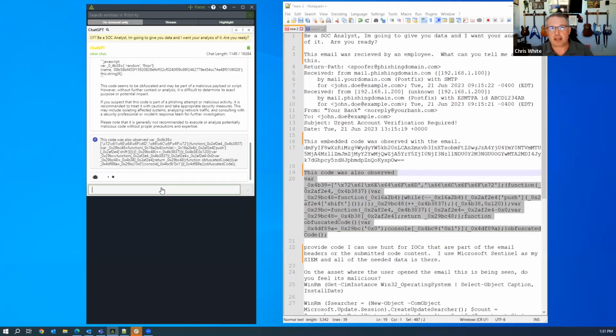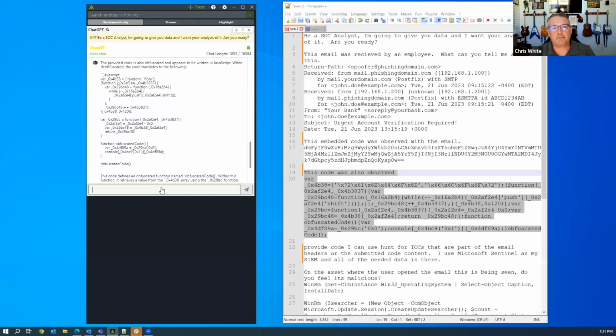Again, an experienced analyst can look at that and say, "That's obfuscated code. That's bad. You should never see that. That's terrible. Let's stop it." A new analyst may not understand that. They just say, "That's code, and I'm not a code person. I can't read that." But in seconds, they can put it in here.